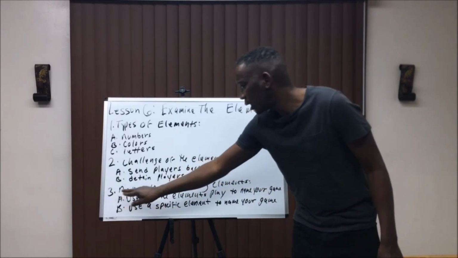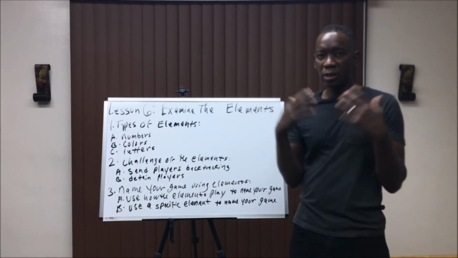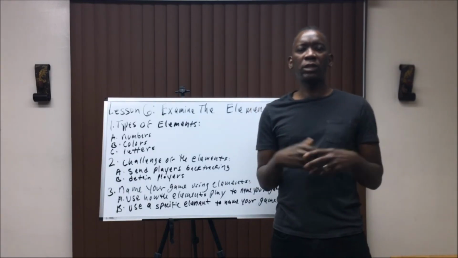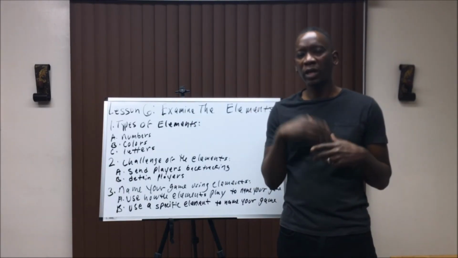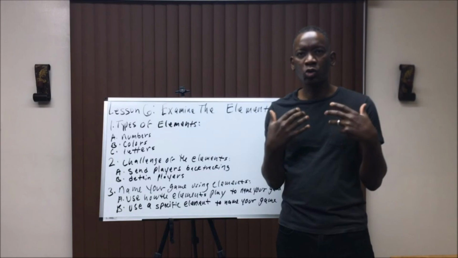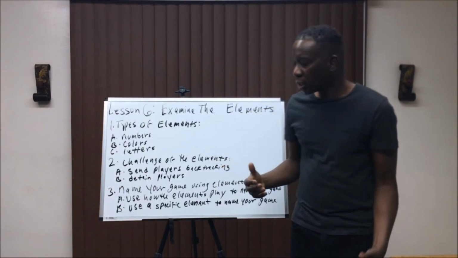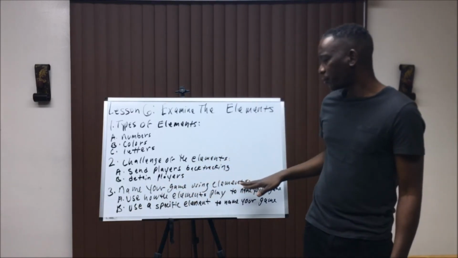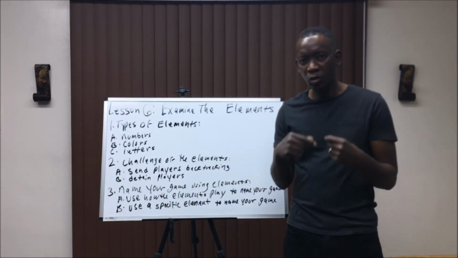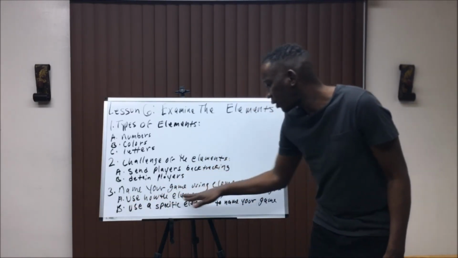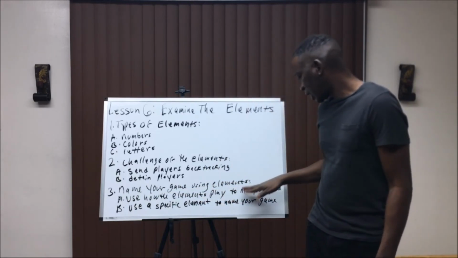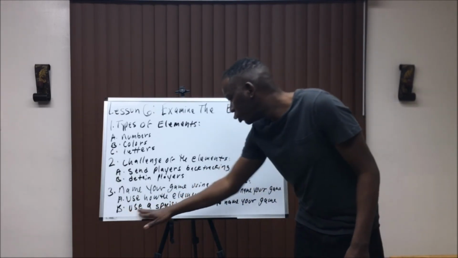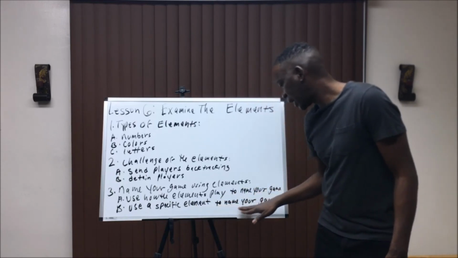Now let's look at number 3. Name your game using elements. Sometimes when you're creating your tabletop board game, you won't be able to think of a name to go with your game. So you can name your game using elements that you're using on your track. Use how the elements play to name your game. Use a specific element to name your game.